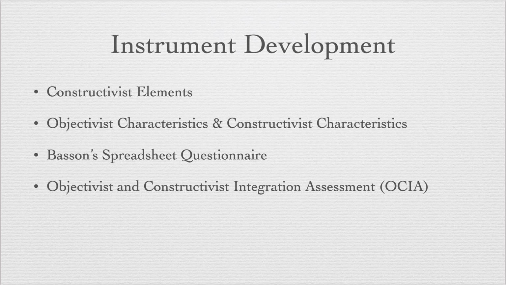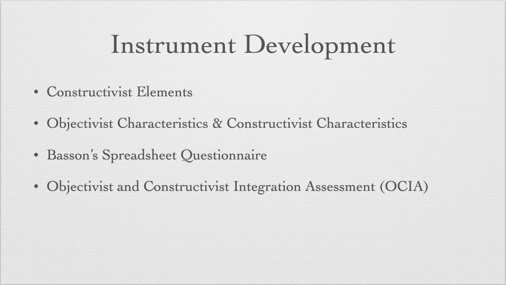So what kind of instrument development was going on? There were the objectivist characteristics and constructivist characteristics, the Basson spreadsheet questionnaire, and the Objectivist and Constructivist Integration Assessment. Tools to measure the presence of objectivist characteristics, or the presence of both objectivist and constructivist characteristics in the same course or lessons, virtually don't exist. So Kanye had his graduate students create a tool to measure both the presence of objectivist and constructivist characteristics in the same learning event.